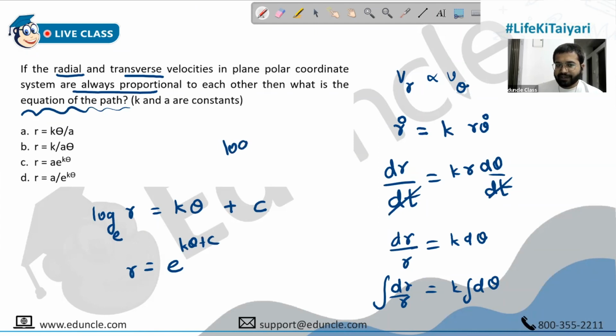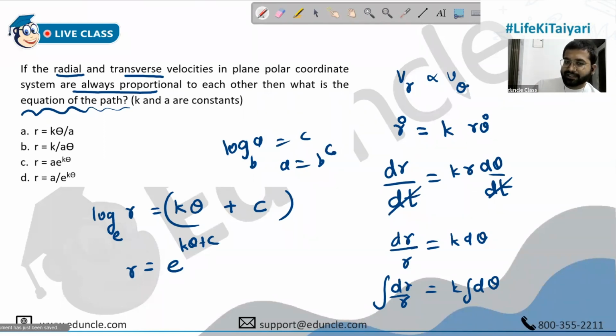People, what is log of a to the base b equals c? A is b raised to c. So log of r to the base e equals k theta plus c, so r will be e raised to k theta plus c. Remember, you are allowed to ask me doubts related to what we are learning. And I am running fast because it's a revision class, but you can always tell me, sir, please re-explain. No problem.